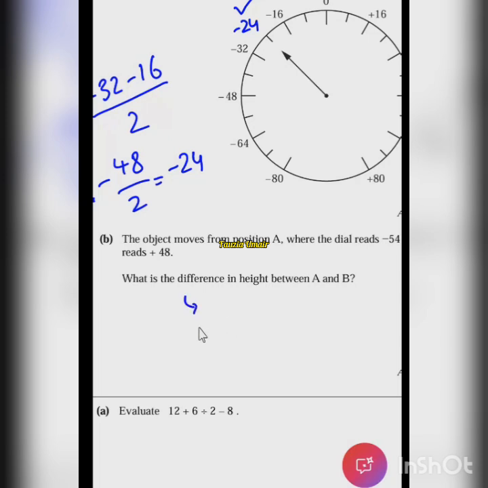तो difference कैसे निकाला जाता है? Difference bigger value minus smaller value हमेशा निकाली जाती है. 48 हमने minus 54 का डिफरेंस निकालना है. सो हमने डिफरेंस को अभी डिस्कस किया है. डिफरेंस इज बिगर वैल्यू माइनस स्मॉलर, 48 plus 54, 102. 102 is the difference between the height of the two objects A and B.